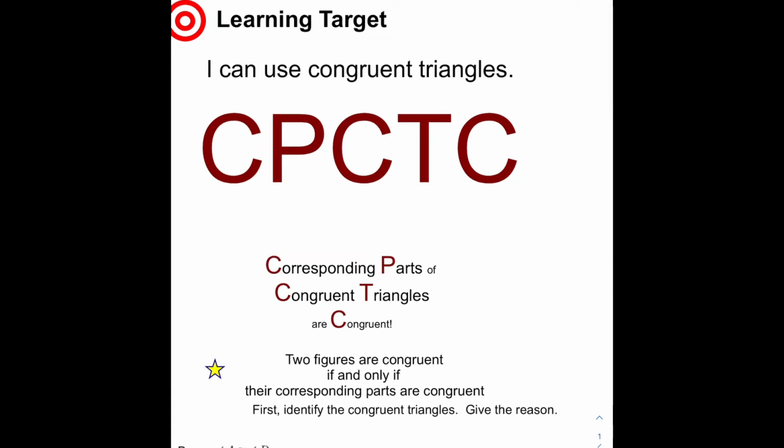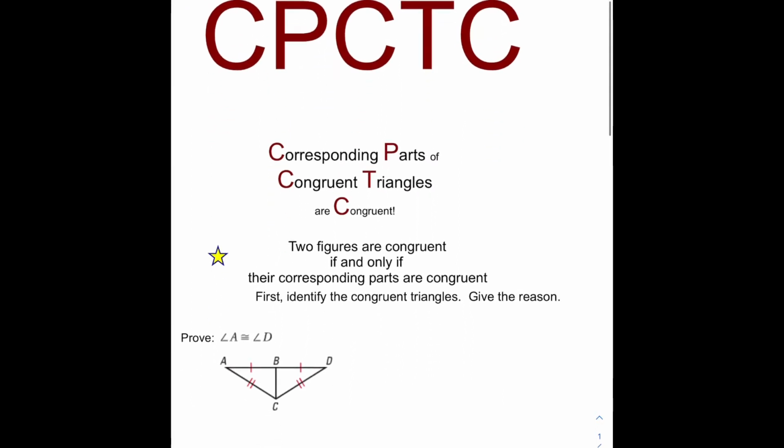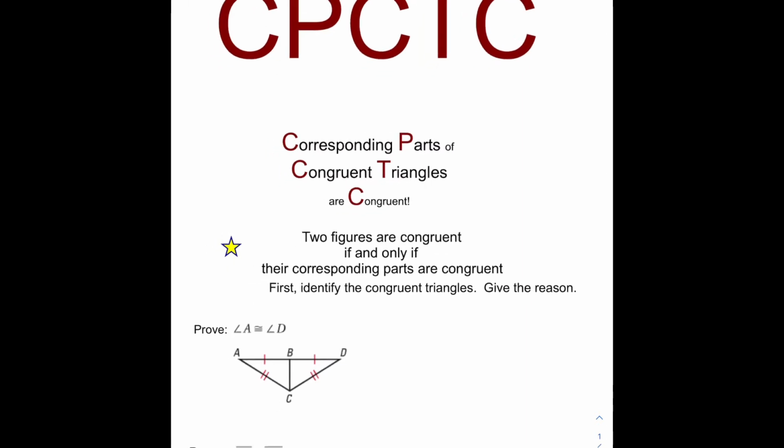So what this means is that if you can prove that a triangle is congruent, then all parts of that triangle are congruent. The sides, the angles, anything that you want to prove, if you can get it to be congruent, you can then prove anything. So first identify the congruent triangles and give the reasons.